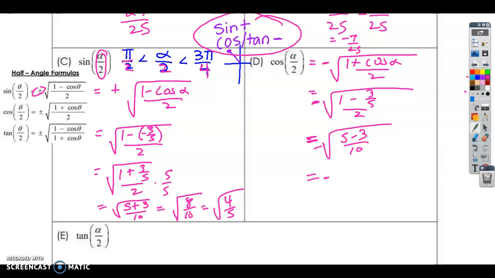And that equals negative square root of, 5 minus 3 is 2 over 10, so that's 1/5. All right, I'll go ahead and rationalize this one. This one equals negative square root of 1, which is just 1, over root 5. And to rationalize it, I think you just need to watch and you'll understand. Boom, done. I think we have one more problem to do.